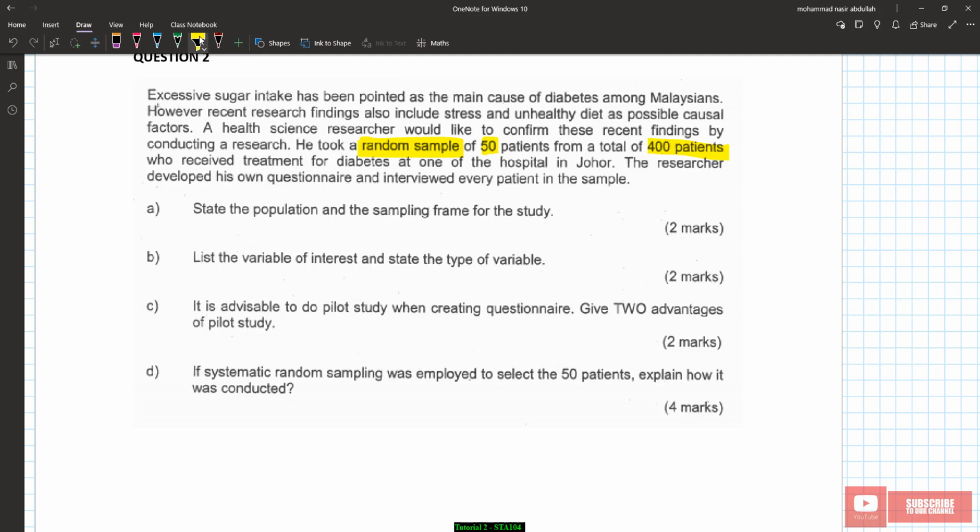So what is the population? But before we answer the question, let's find what the variable of interest is. So, what is the variable of interest looking for? Findings also include stress and unhealthy diet as possible factors. Right.